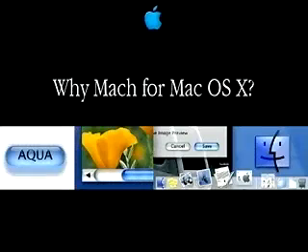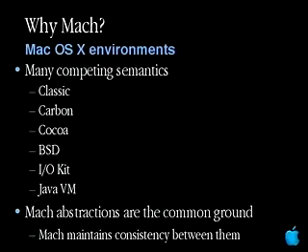Okay, so why are we doing this Mach thing? It's the number one question people ask, on the Darwin mailing lists or otherwise. Why Mach? Well, we do have a complex system in Mac OS X.